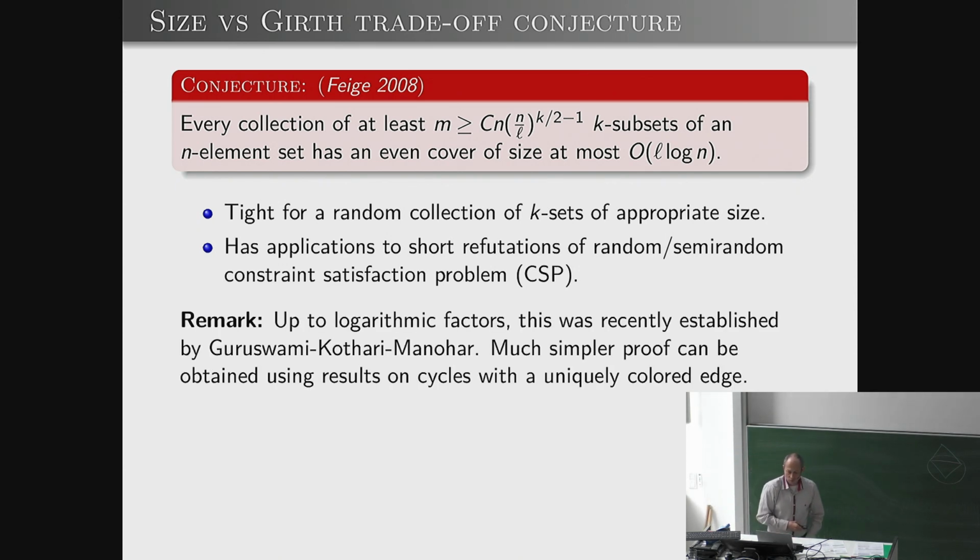So this conjecture was solved up to a logarithmic factor recently by Guruswami, Kothari, and Manohar. But their solution was quite complicated. Despite being a combinatorial problem, it used tools from random matrix theory, something called the non-commutative Khintchine inequality for spectra of random matrices. What I want to show you today is that looking at this problem from the perspective of H-colored graphs with restrictions can give you a very short solution.